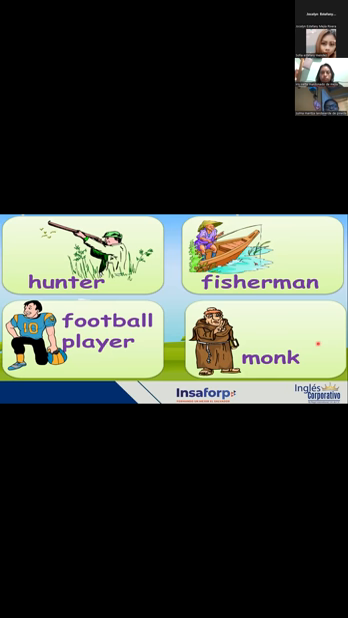Let's see. Monk no es como monkey. No, no, no, no. Monkey is something completely different. Monkey has the E. When we say monkey, it is spelled with K-E-Y. But when we say monk, es un monje, monk. Okay, thank you.